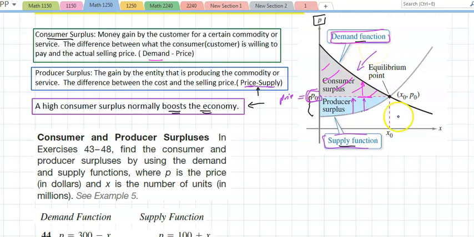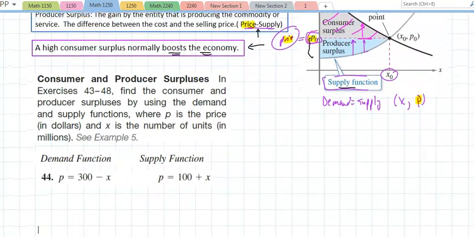Now, how are you going to figure out what the price is? You set the demand equal to the supply, and that tells you the number of units that you need to produce and at what price. Once you figure that out, that's the price you're going to use in both of those. So here's our first example.